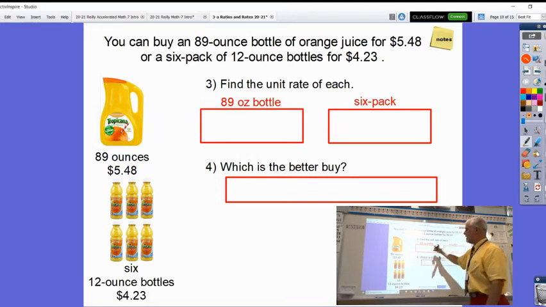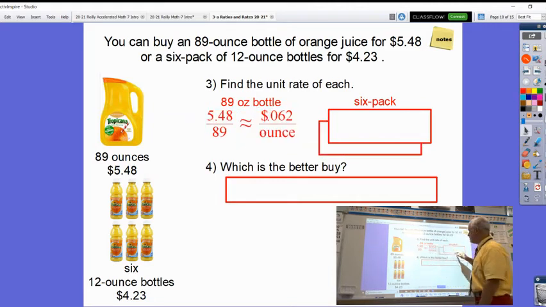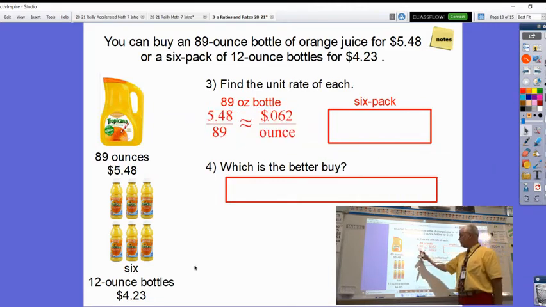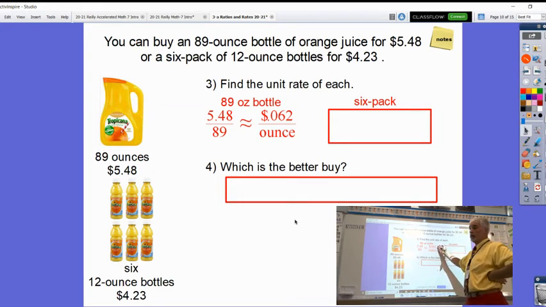So 89 ounces, this one's easy. $5.48 divided by 89 ounces is 0.062 dollars per ounce. Now, this 6 cents, a very small number. You definitely are going to need to go to the third decimal place here, to the thousandths of a dollar or tenths of a cent, to compare these, because they'll both come out to 6 cents. Very common that would happen. So go one more decimal place: 6.2 cents per ounce.